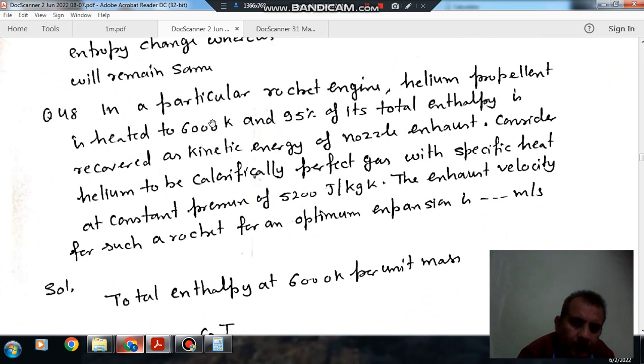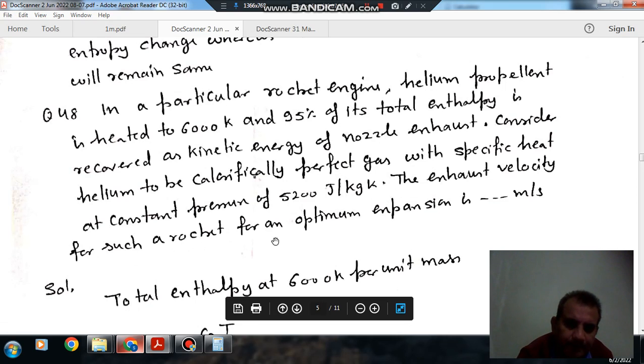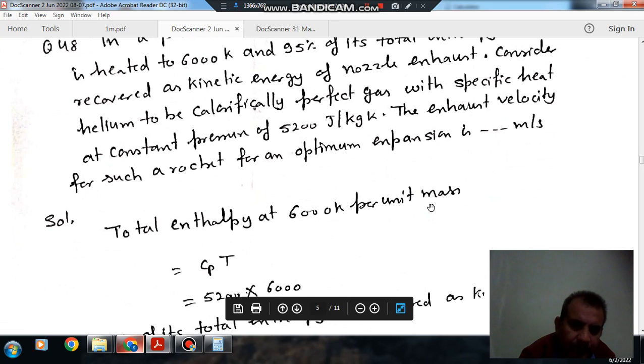Next, in a particular rocket engine, helium propellant is heated to 6000 Kelvin and 95% of its total enthalpy is recovered as kinetic energy of the nozzle exhaust. Consider helium to be a calorically perfect gas with specific heat at constant pressure of 5200 joule per kilogram per degree Kelvin. The exhaust velocity for such a rocket for an optimum expansion is dash meter per second.